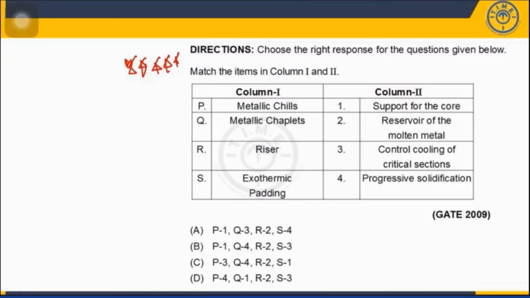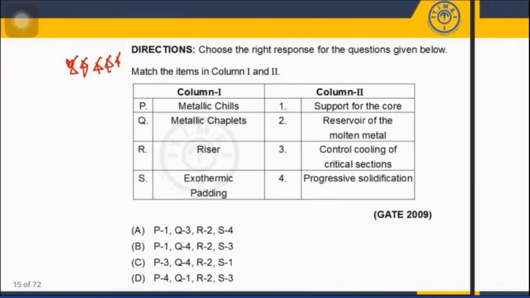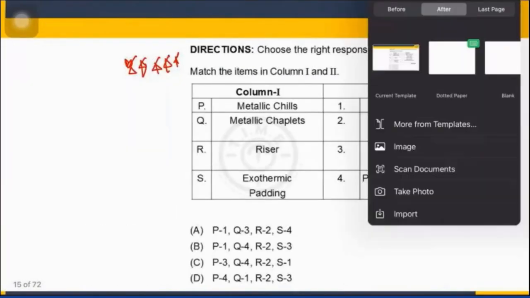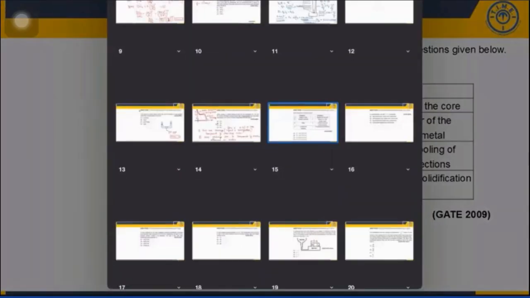So what do you mean by, first of all, metallic chill and chaplet? To understand this, first of all, you should understand what we mean by core. Okay, just 1 second. We take one slide.